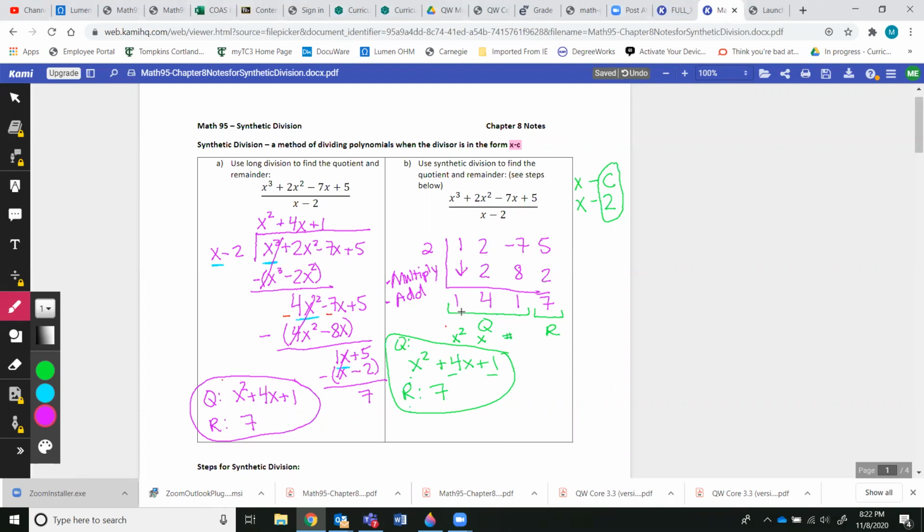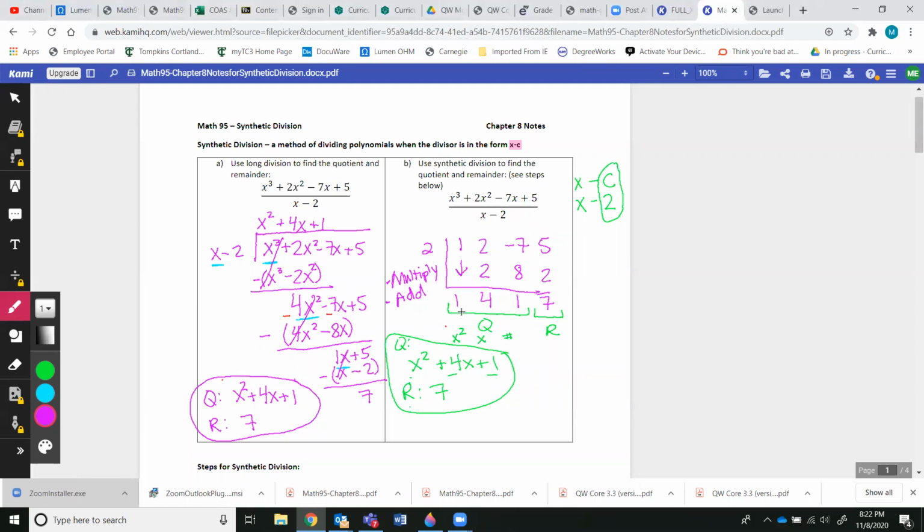This last number in this last row is my remainder, and my quotient is all of the next numbers. Going from right to left, it goes from constant, x, x squared. If it kept going, it'd be x cubed, x to the fourth, etc. Okay, so we get the same answer.